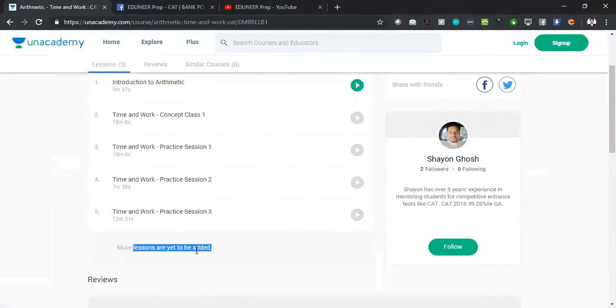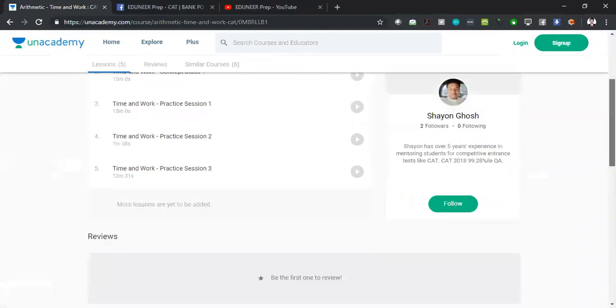where you'll be getting concept class 2, concept class 3, concept class 4, which will include subtopics on time and work, such as the MDH formula, pipes and systems, time and work alternate days concept, and also a couple of other concepts I'll be discussing here as well. Those concepts will be followed by practice sessions, and you'll be getting somewhere around 25 to 30 lessons in all from the arithmetic, time and work portion, right?